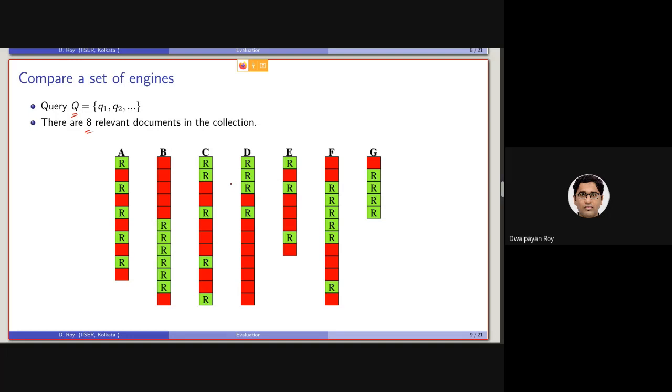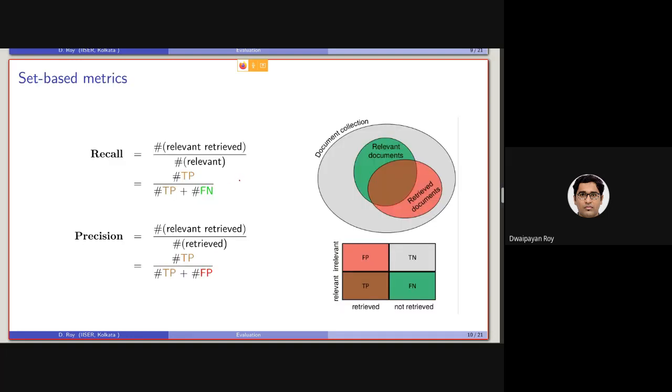And the set-based metrics are basically recall and precision. Let's say again, this is the collection of the entire document set. Let's say for a given query Q, the ellipse in red contains all the documents retrieved by some retrieval model M. So the retrieval model M is retrieving all these documents. And out of this, only this much is actually relevant.